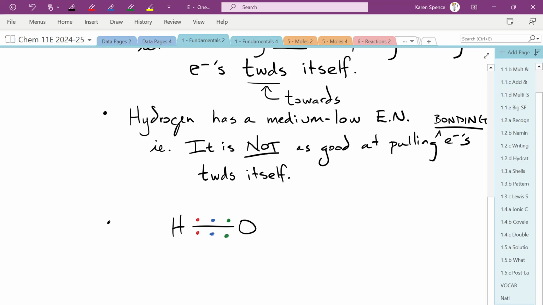Yes, indeed, it is green because oxygen is good at pulling those electrons towards itself. So we're going to get rid of those. And those are our bonding electrons. And they're much closer to the O than the H.